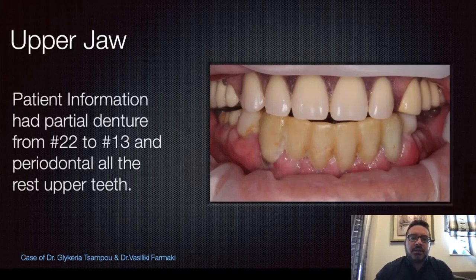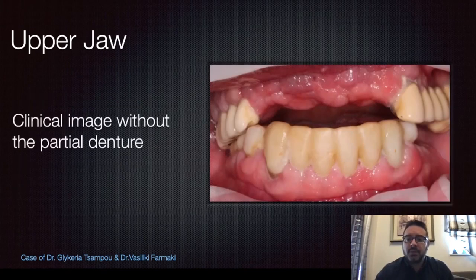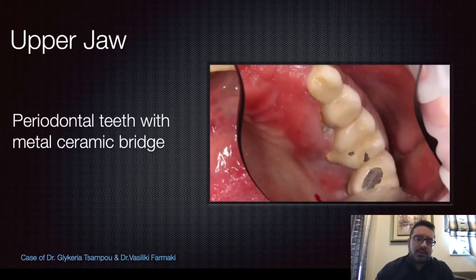As you can see, this is the image of the patient. From 13 to 22, he has a partial denture, and the other teeth were periodontal, as I already told you. This is the clinical image after removing the partial denture. These are the periodontal teeth with the metal ceramic. I think that the two molars are the periodontal teeth, and the two first premolars are not.